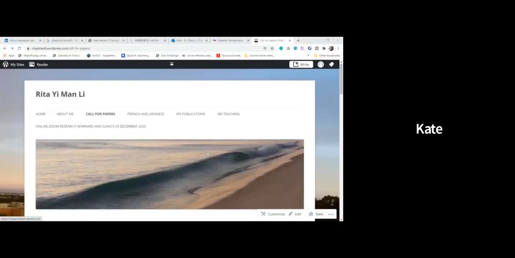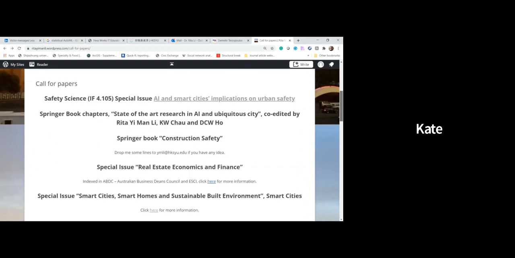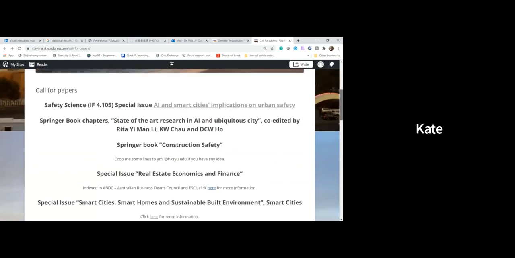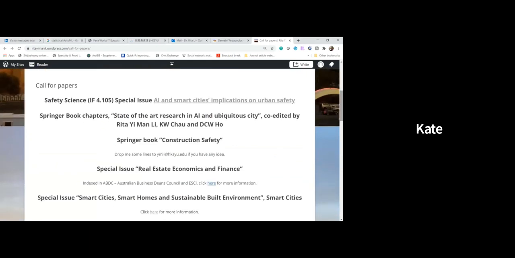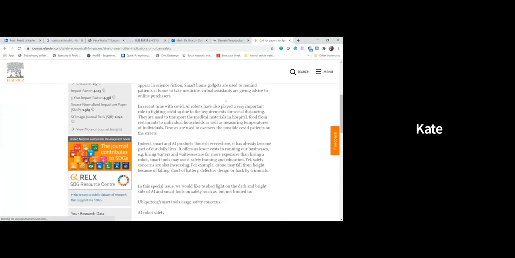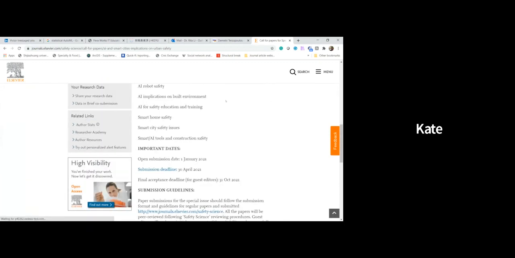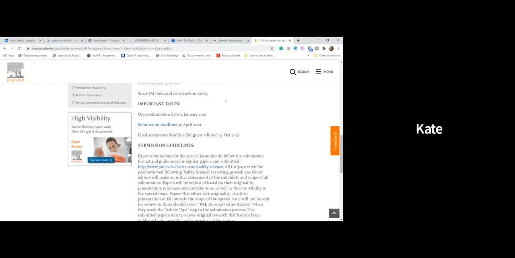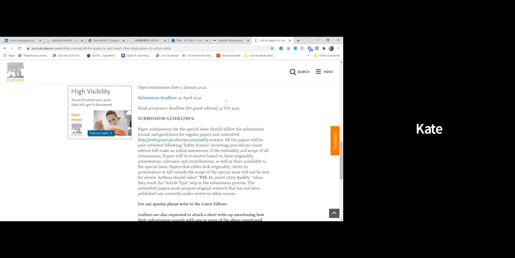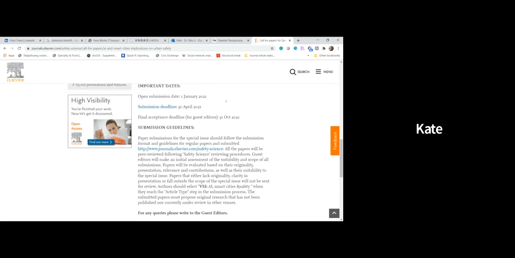Okay, just a bit of the information. Can you see it now? Yes. So we have AI and smart cities on urban safety, a Safety Science special issue with an impact factor of 4.105. It covers a few special issue topics, for example AI robot safety, AI implications on the built environment, AI education and safety training, smart home safety, smart city safety issues, and smart or AI tools. The important dates: open submission 1st of January, submission deadline 30th of April 2021, and final acceptance date 31st of October 2021. So feel free to submit.